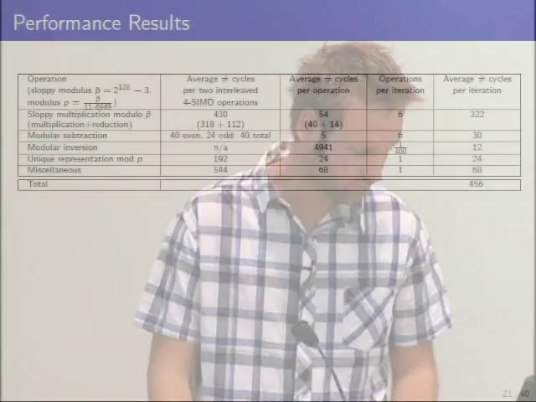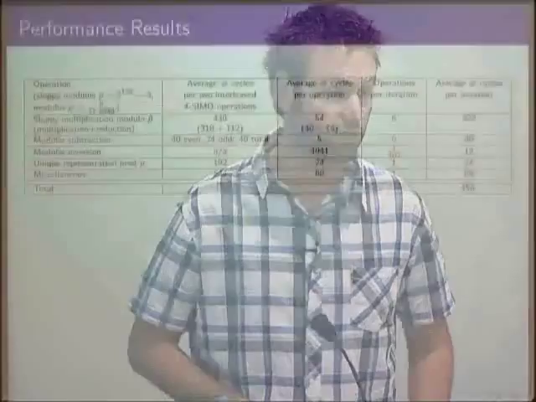So to give you some performance results, we implemented all this. You can see here the modular multiplication using sloppy reduction takes 430 cycles. And most of the time, indeed, is spent by the multiplication and not by the reduction. So you see some other numbers.